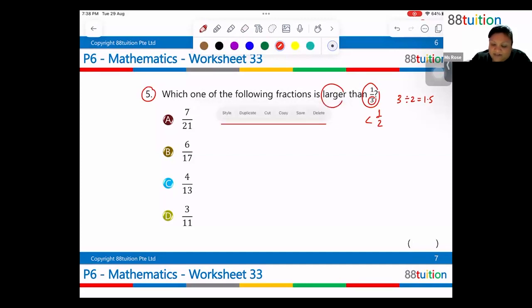Okay, so this is 1 and this is 1/3, 2/3, 3/3. So 1 whole is 3/3. Now, this one is easy. How do you do it, Kian? You want to share with us? How will you do it?